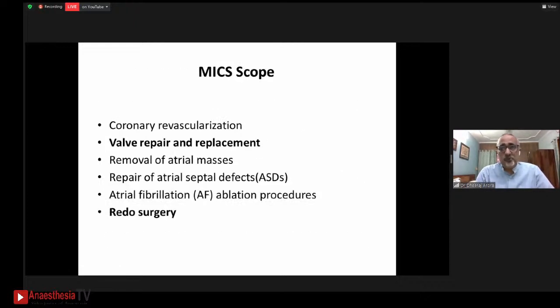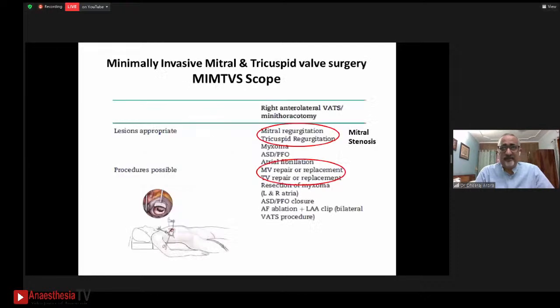Now, what are the various scopes? We can do CABGs, we can do valve surgeries, we can do all sorts of surgeries. Also, we can do redo surgeries as well. And in mitral and tricuspid, we can repair various stenotic lesions, we can do replacement, we can treat regurgitation of the mitral as well as tricuspid, and we can do both the replacement as well as the repair of the valves.